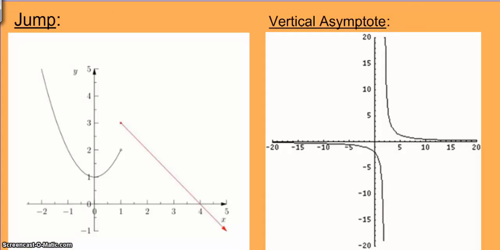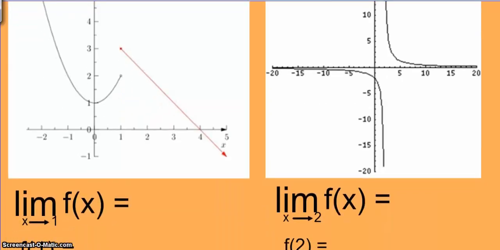All right, so we have some more examples. We have a jump example, and we want to know what the limit is as x approaches 1. So as x is approaching 1 from the left-hand side, we come up to our y value of 2. As x approaches from the right-hand side, we get a y value of 3. Since these numbers aren't the same, we say the limit doesn't exist.